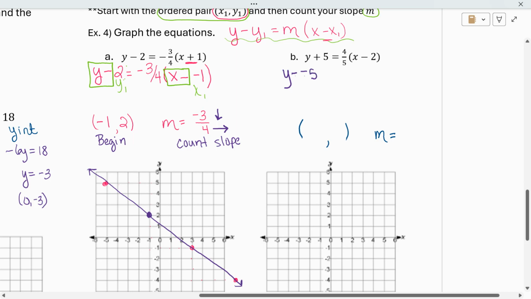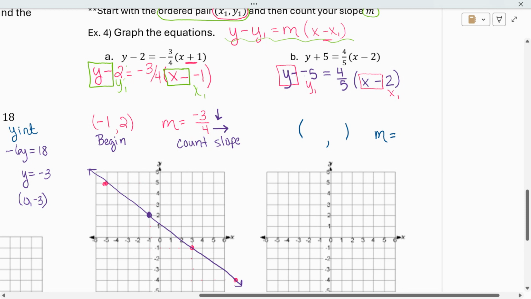Do you guys see that minus a negative automatically turns it into a positive? So you have to realize that when you see a plus in this form of an equation, it really came from a -5, okay? Equals 4/5 times x minus 2. So I have a y minus the y sub 1 term, and I have an x minus the x sub 1 term.